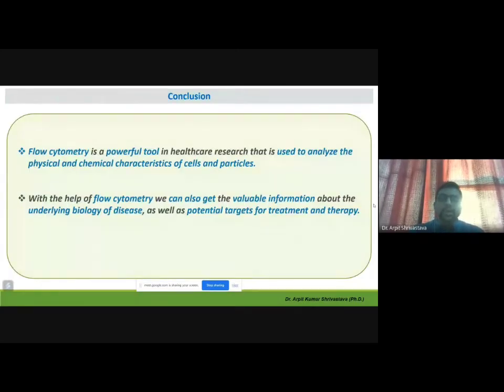So in conclusion, flow cytometry is a powerful tool in healthcare research that is used to analyze the physical and chemical characteristics of cells and particles. And with the help of flow cytometry, we can also get valuable information about the underlying biology of disease, as well as potential targets for treatment and therapy. Thank you.